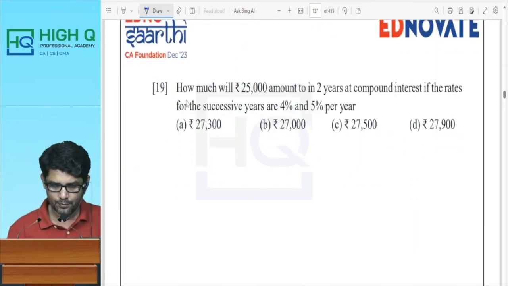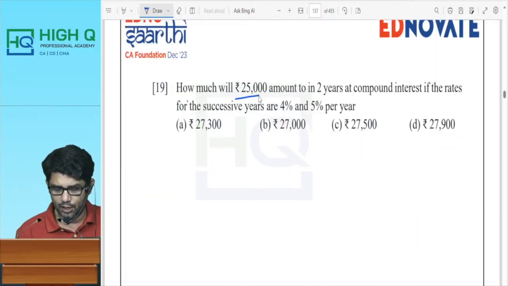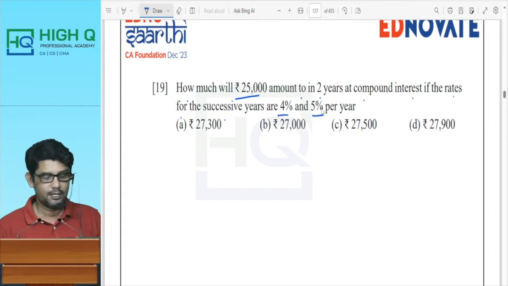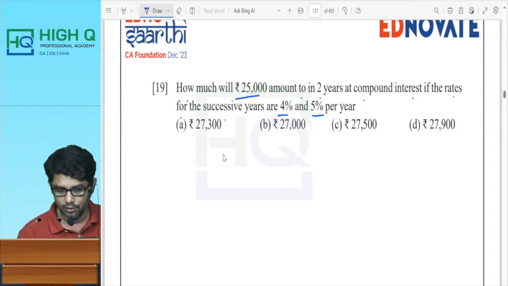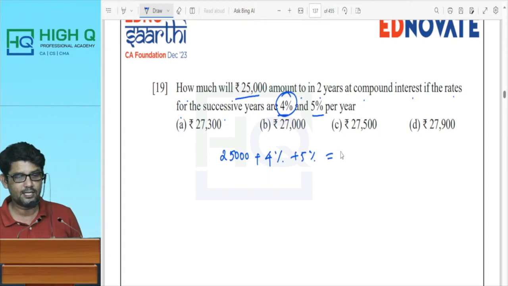Now, how much will 25,000 rupees amount to in 2 years at compound interest if the rates for the successive years are 4% and 5%? See, simply what we have to do, take the calculator, 25,000, first year it is 4%, second year it is 5%, answer is over. Tell me what is the answer?